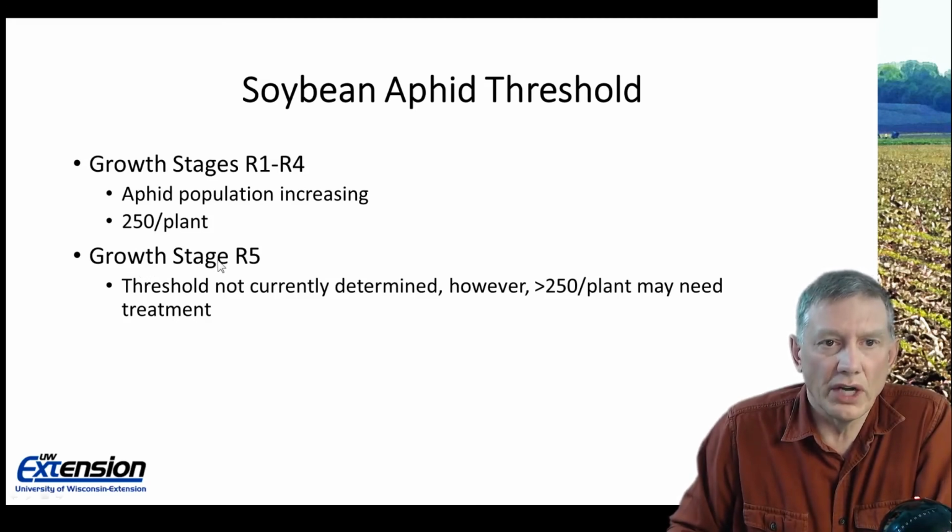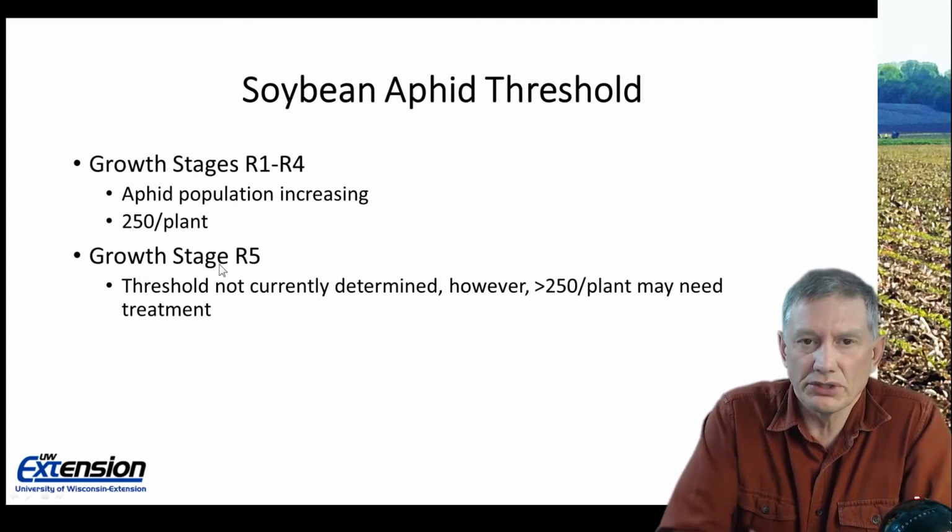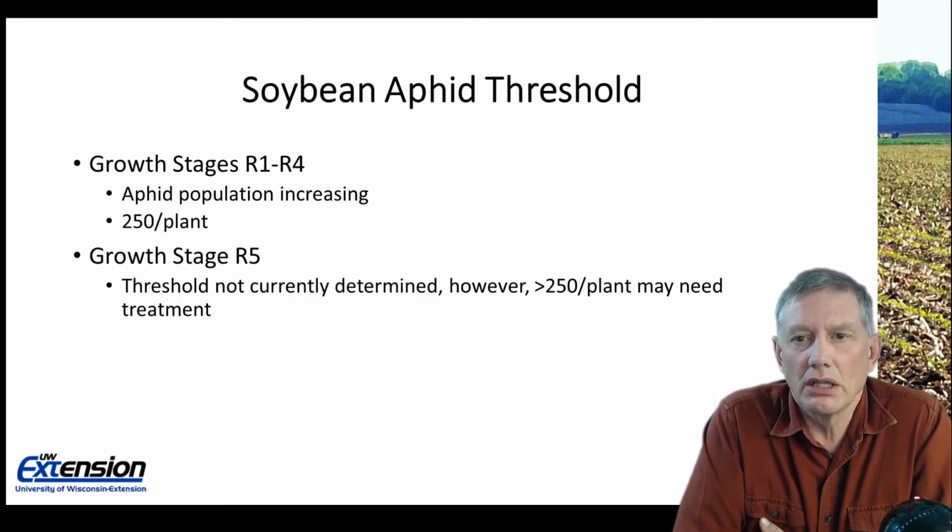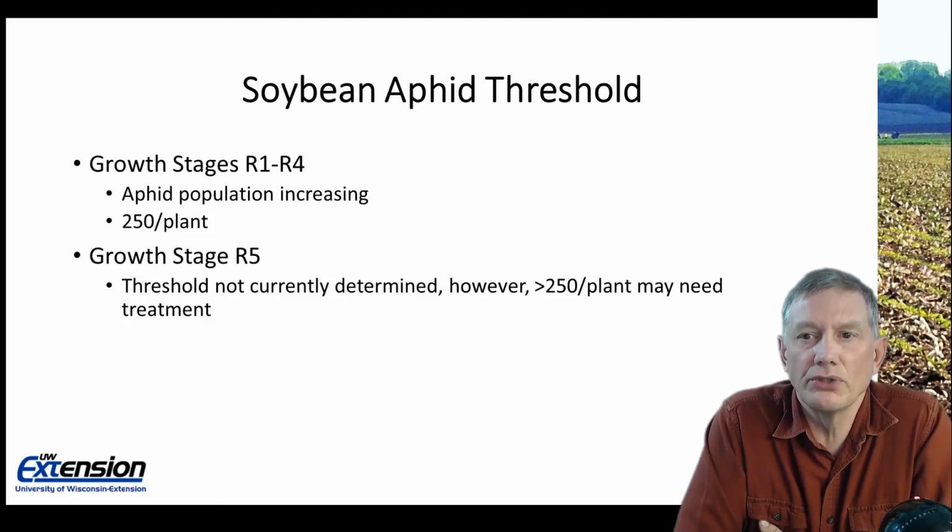Once we get to the R5 growth stage, the threshold is not clearly understood. Likely that threshold will be above 250 aphids per plant.